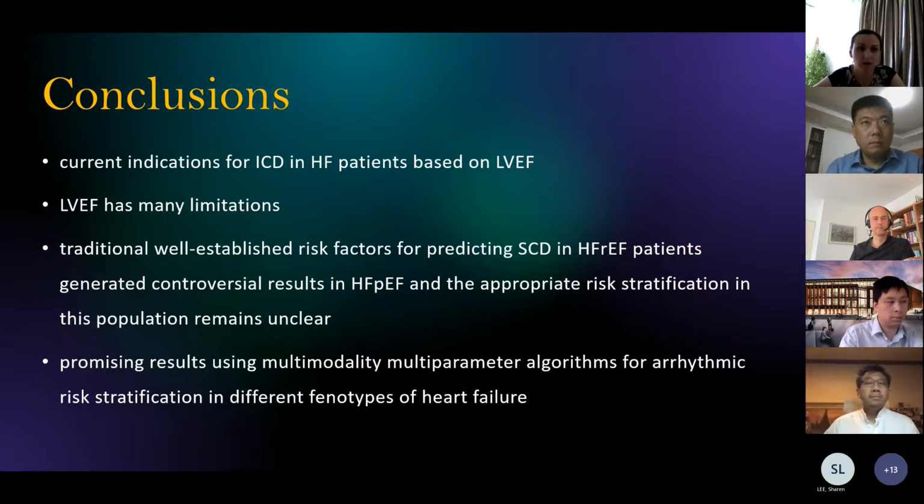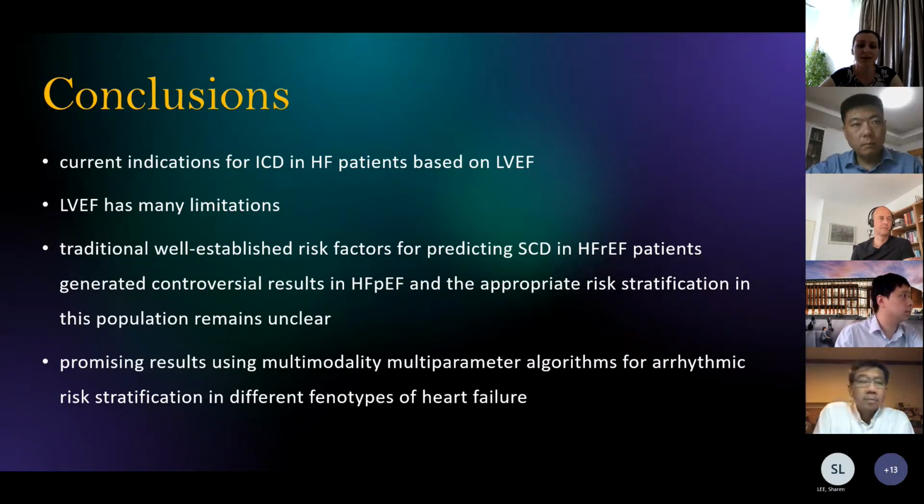After this brief update, the messages to take home would be that although the current indication for ICD in heart failure patients is based on the left ventricular ejection fraction, these parameters have a lot of limitations, and the traditional well-established risk factors for predicting sudden cardiac death in HFrEF patients had controversial results, and the appropriate risk stratification in this latter population remains unclear. There are promising results using multimodality, multi-parametric algorithms for arrhythmic risk stratification in the different phenotypes of heart failure that we have to wait to be assessed and to get into our guidelines. Thank you.